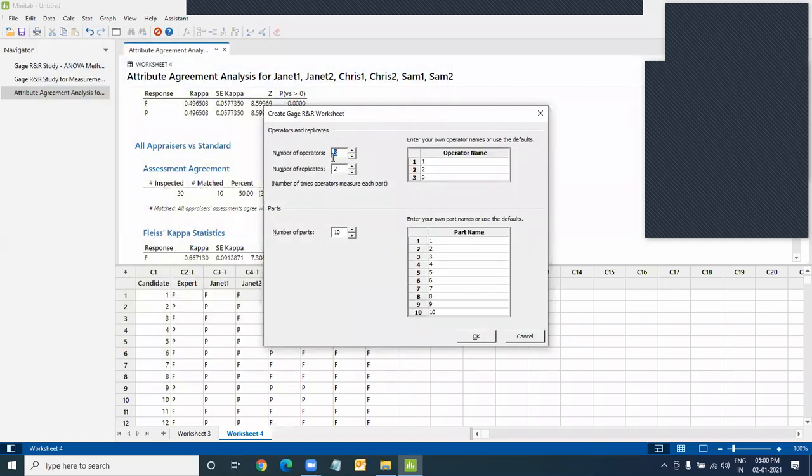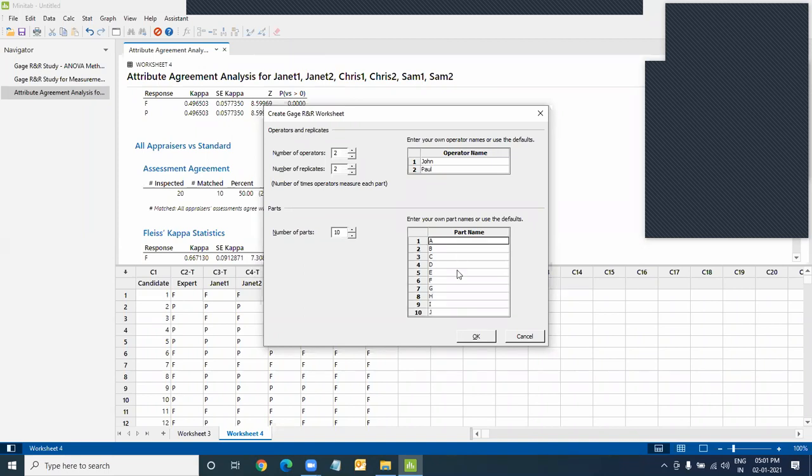How many operators are there? I have two operators. How many times would they repeat? Two times. Say I have to give the names. I give them the names John and Paul, the two different operators. They have 10 parts, and I can give the name of the part, like we had pen, pencil sort of thing. Let me use A, B, C, D, E, F, G, H, I, and J.